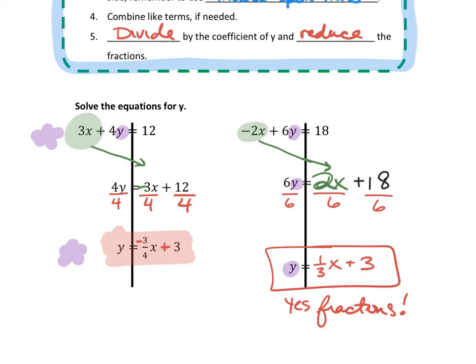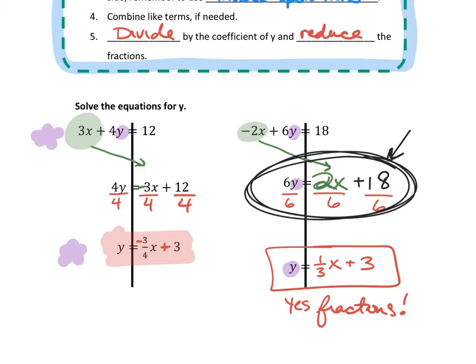Remember, you cannot combine these two things together because they are not like terms. That's such an important moment right there. Do not combine those things together because they are not like terms. That's about as complicated as it gets, folks.